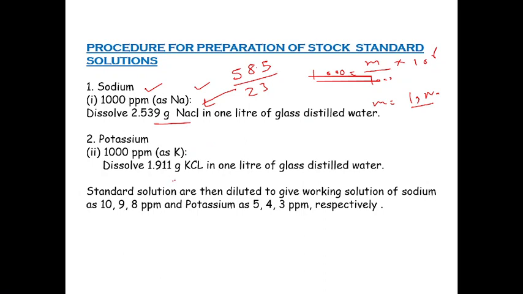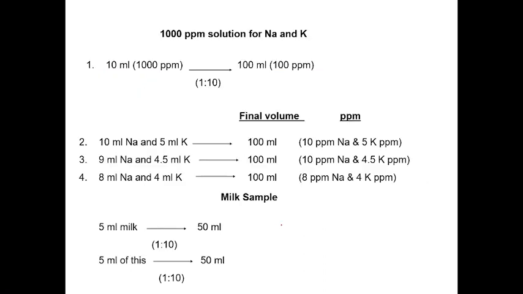Similarly, 1.911 gram KCl, if you take and make up the volume to 1 liter, you will have a 1000 ppm solution of potassium. Okay, then the standard solution can be diluted to give working solutions of 10, 9, 8 ppm sodium, because we have to draw the calibration curve, and 5, 4.5, 4 ppm potassium respectively. Now, from the 1000 ppm solution, how to dilute it. If we take 10 ml and make up the volume to 100 ml, you will have a 1:10 dilution, and then we will have a solution of 100 ppm.